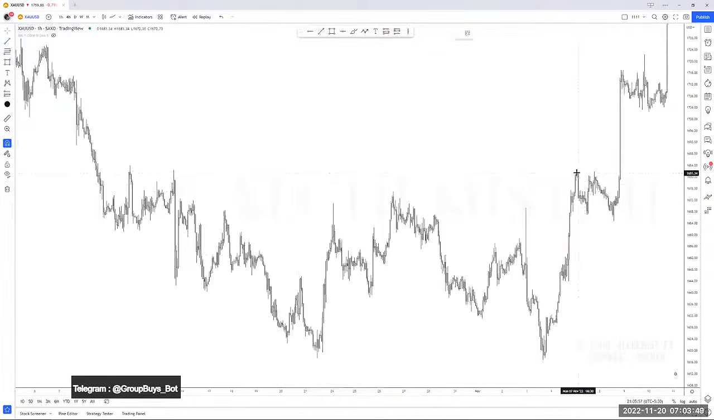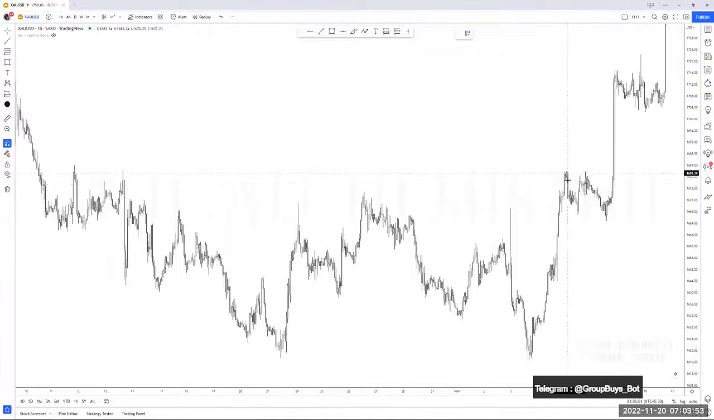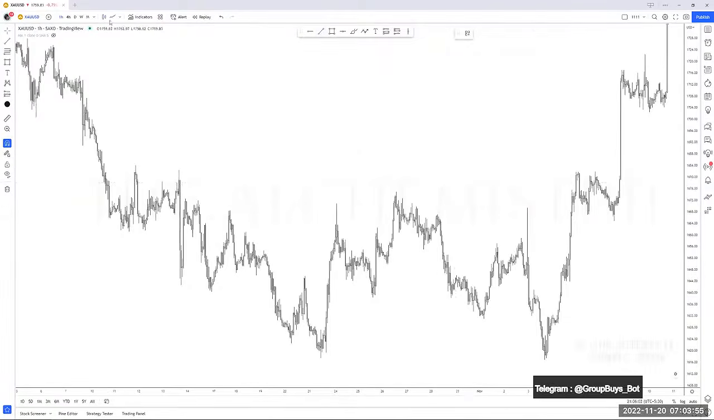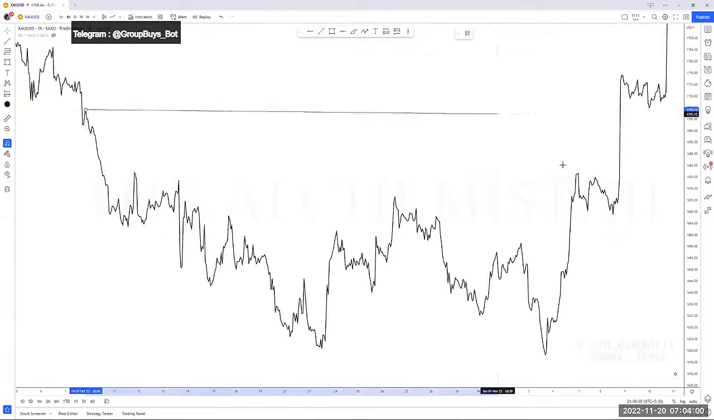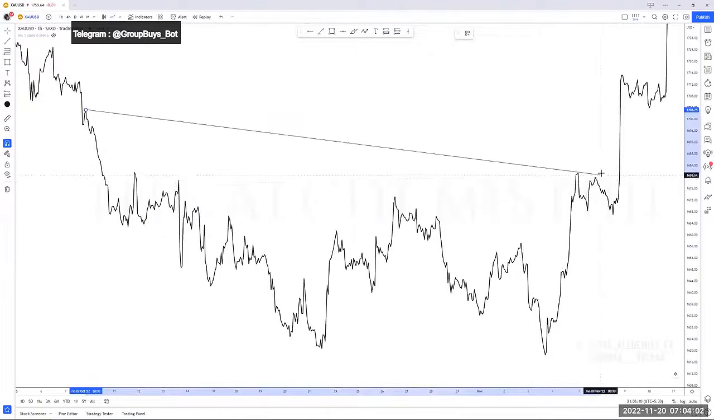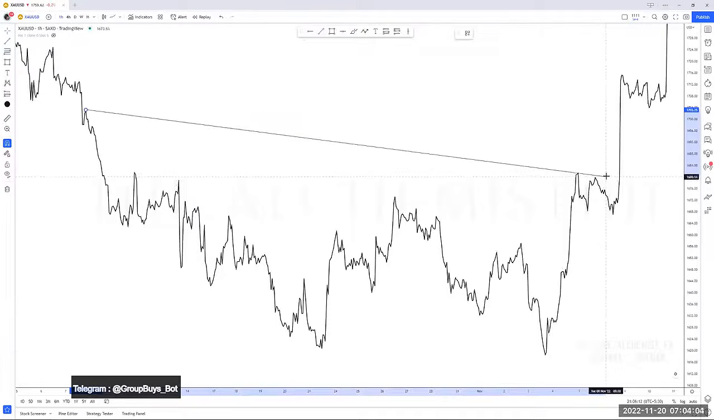Look at this engulfing, right? This is also engulfing. This candle has been engulfed by this big bearish candle. So here it comes. First touch, second touch, third touch will be our entry. It's a very big trend line.